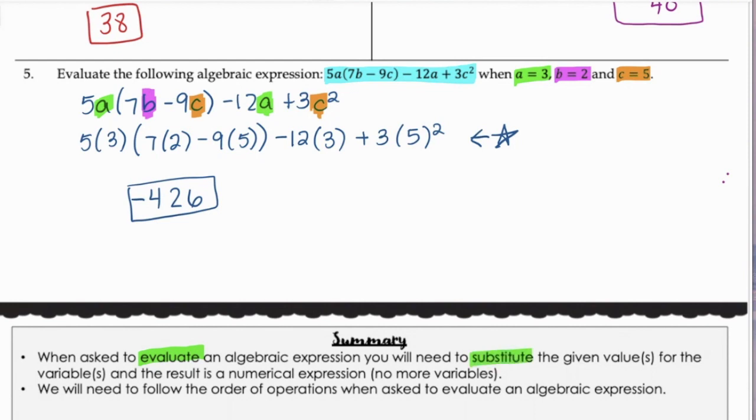So our quick summary: when asked to evaluate an algebraic expression, you need to substitute, which means replace, the given value or values for the variables or variable, and the result is a numeric expression. No more variables. So when I substitute, I better not see an answer with an A, a B, or C. Your answer is a number now, known as a numeric expression. We need to follow the order of operations when asked to evaluate an algebraic expression. That is our process. But again, if we have a calculator, I'm strongly encouraging you all to input this onto your calculator.